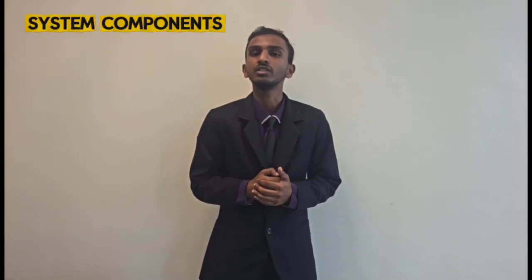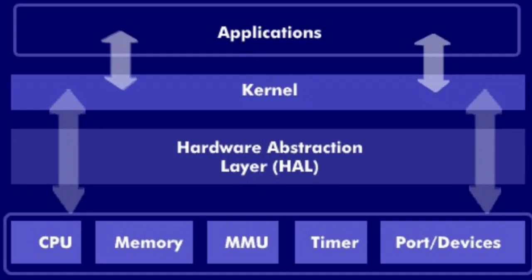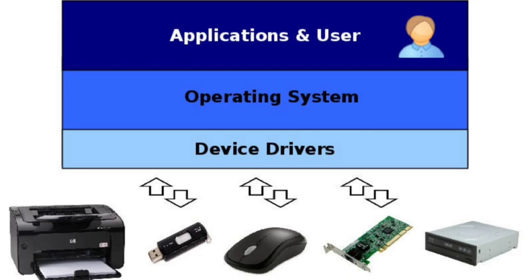Windows operating system is made up of several important components. First is the kernel, the core of the operating system that manages hardware, memory, and processors. Second is the hardware abstraction layer, which provides a uniform interface for different hardware devices. Third is device drivers, which enable communication between hardware and software.